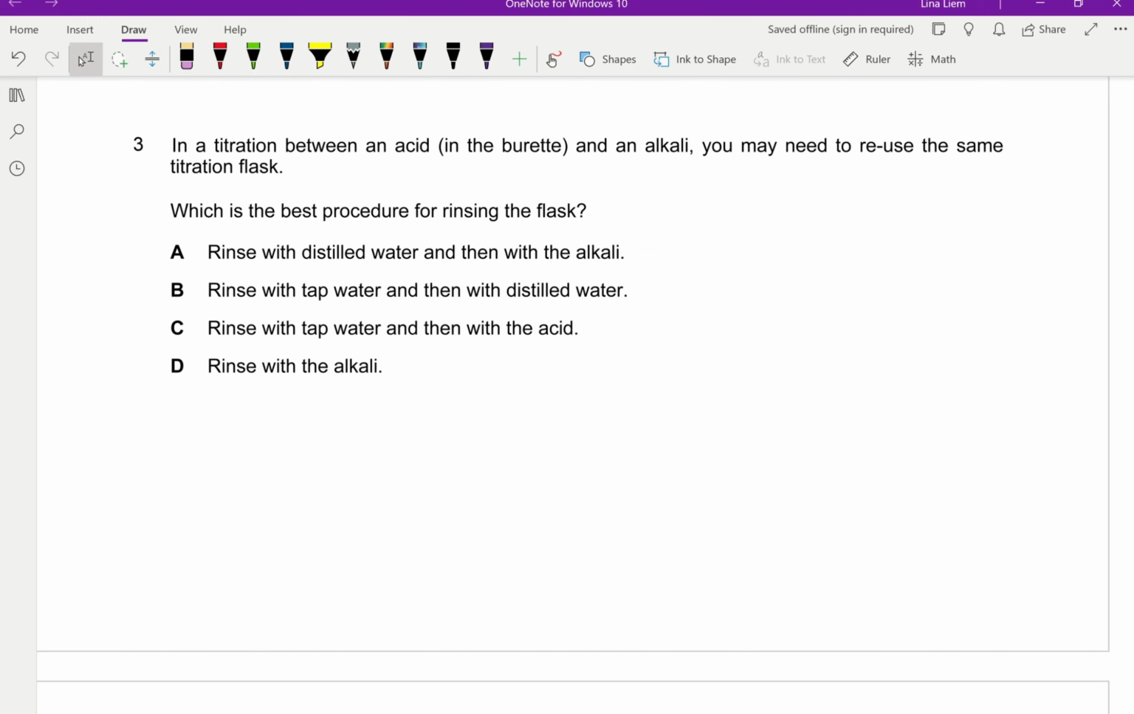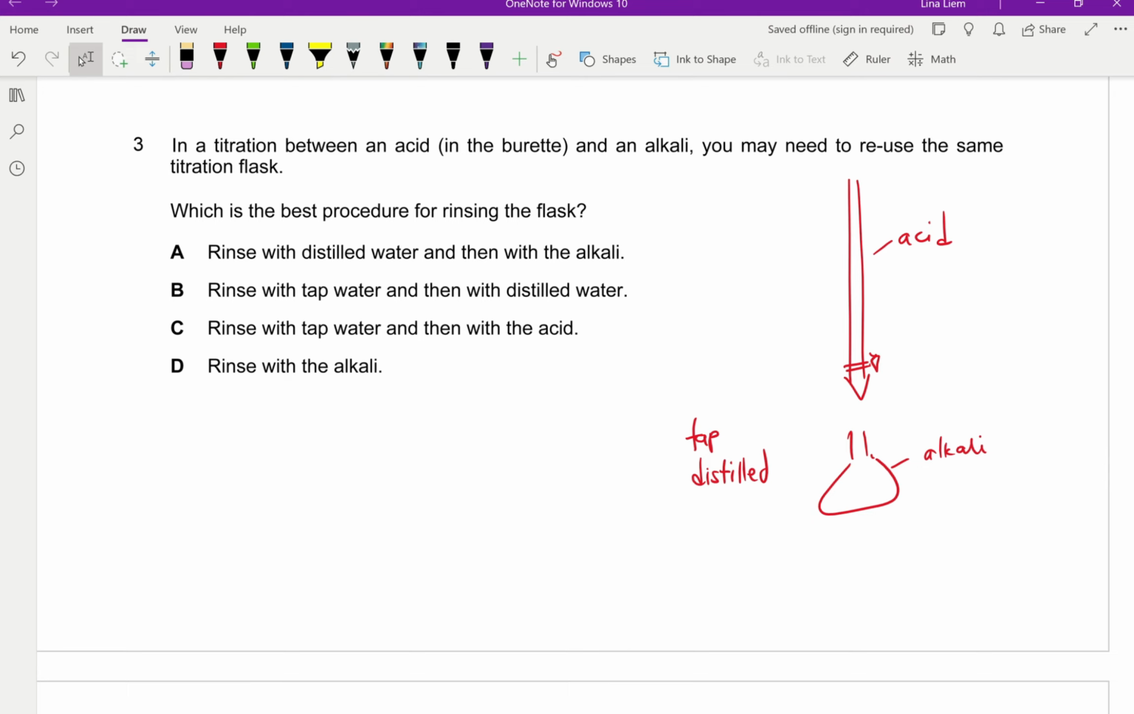Question 3. In a titration between acid in the burette and alkali, you may need to reuse the same titration flask. Which is the best procedure for rinsing the flask? Now, the flask must be rinsed with tap water and distilled water, and this is to get rid of any remaining alkaline solution or acid solution or the salt solution.